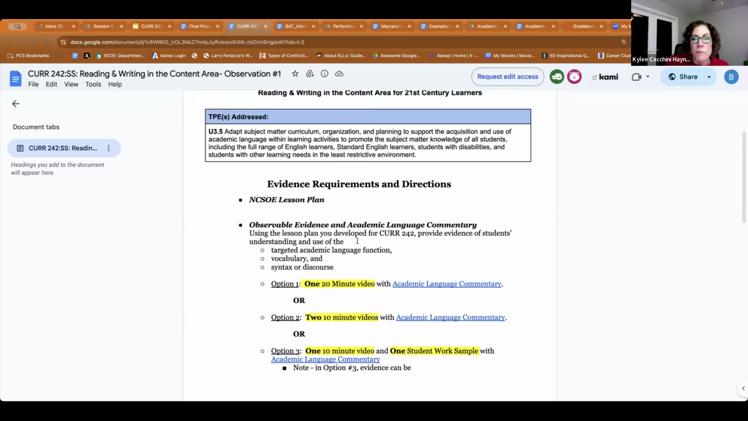is that your students are using the language function. They're describing, right? They are using vocabulary, at least one of the words that you identified in your lesson plan.